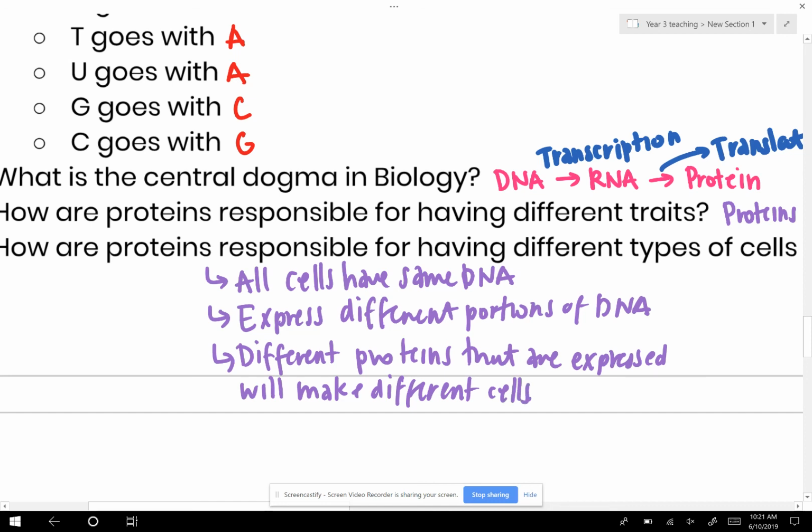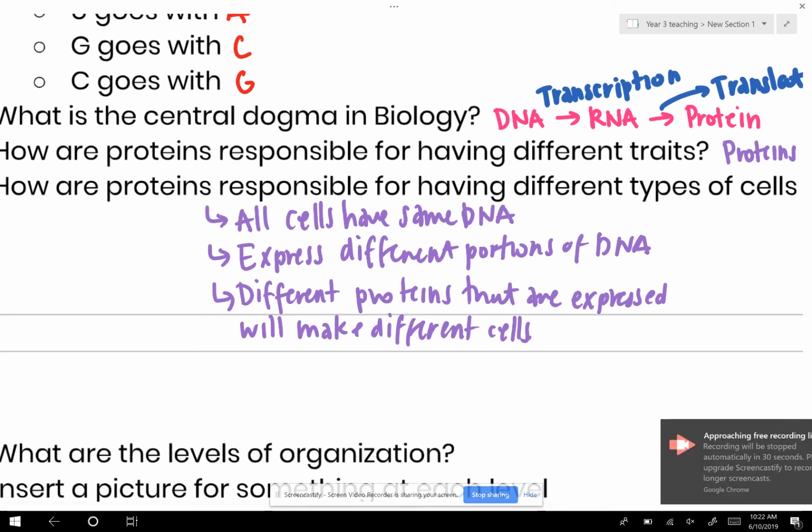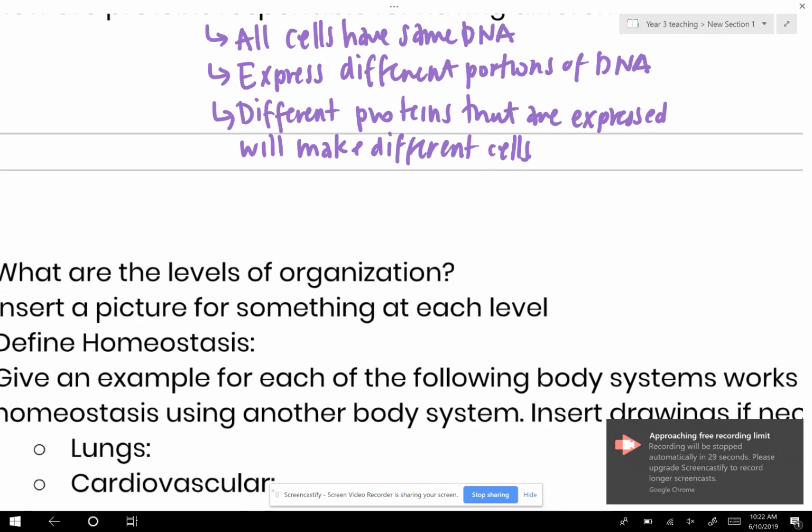So if you think about it, the different things that are required to make a muscle cell will be expressed in a muscle cell, right? So muscle cell genes will be expressed in a muscle cell. So those are a few things to think about, okay?